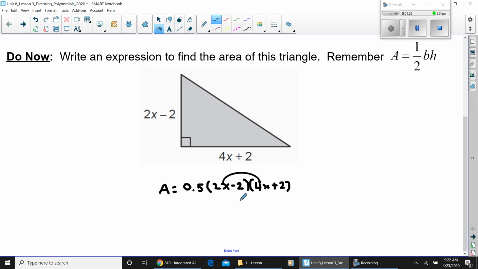So I have 2x times 4x, and that is 8. In my head, I'm doing 2 times 4 first, and I get 8, and it's x squared. Then I am going to distribute the 2x to the 2, and that's 2x times 2, and that is 4x. Next I have negative 2 times 4x, and that is negative 8x. And the last thing that I have to distribute is that negative 2 to the 2, and that is negative 4x.